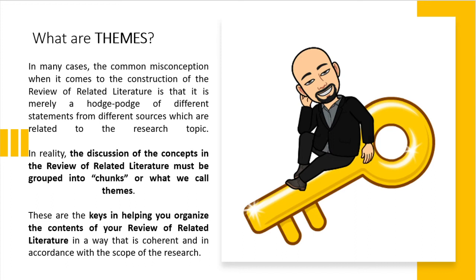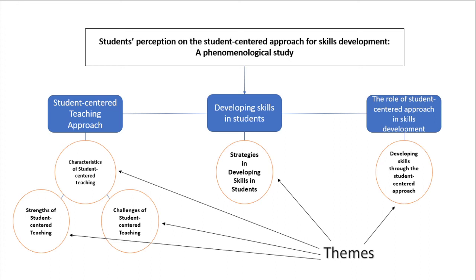How do we develop the themes? We will get to that in a while. So to present to you the third step, this is how it looks. We have the research topic up top, which is the student's perception on the student-centered approach for skills development, phenomenological study. Underneath that would be your key elements: student-centered teaching approach, developing skills in students, and the third one is the relationship in the role of student-centered approach in skills development.